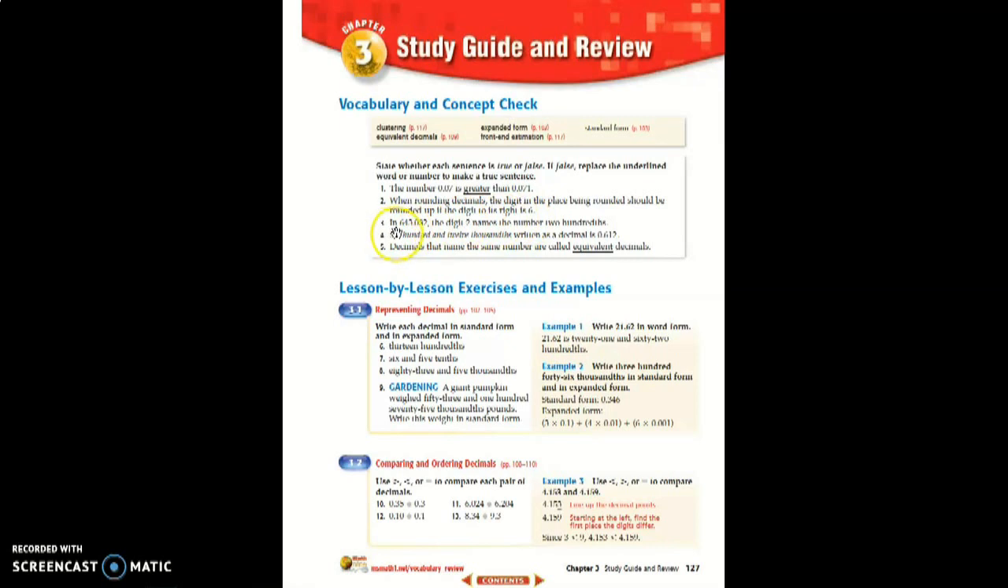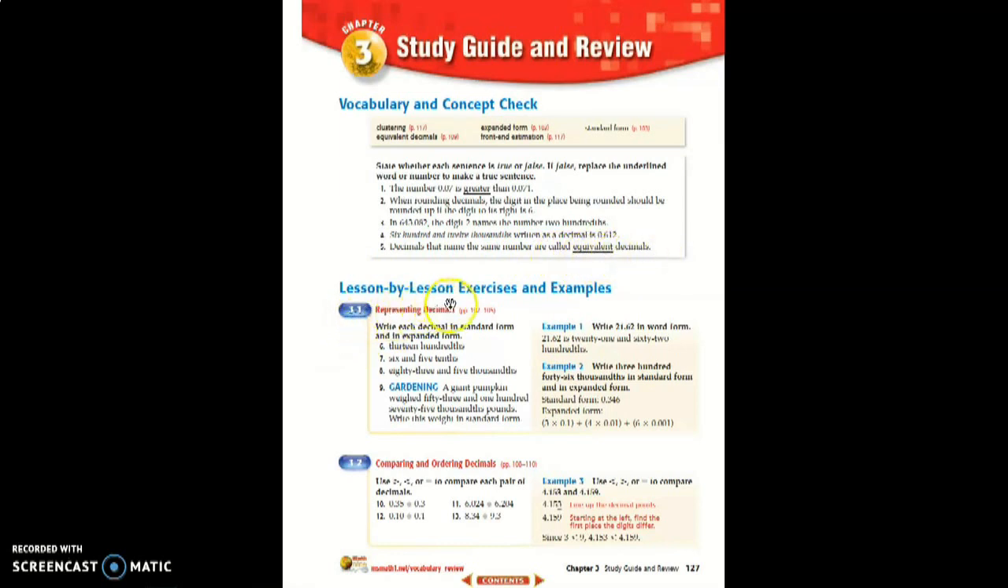3. In 1643.082, the digit 2 names the number 200. 4. 612 thousandths written as a decimal is 0.621. 5. Decimals that name the same number are called equivalent decimals.